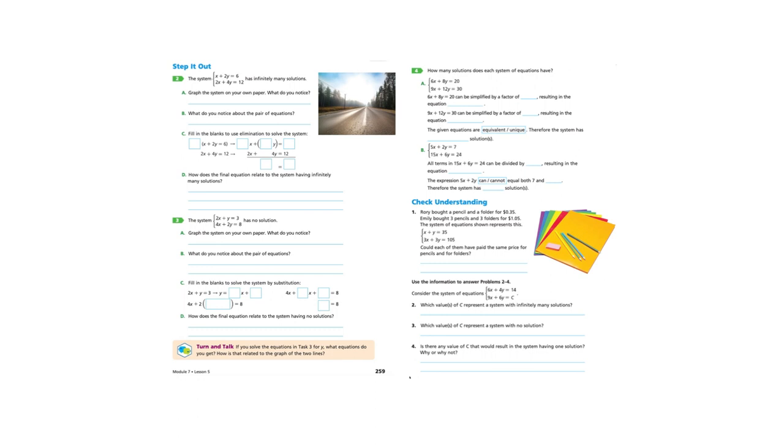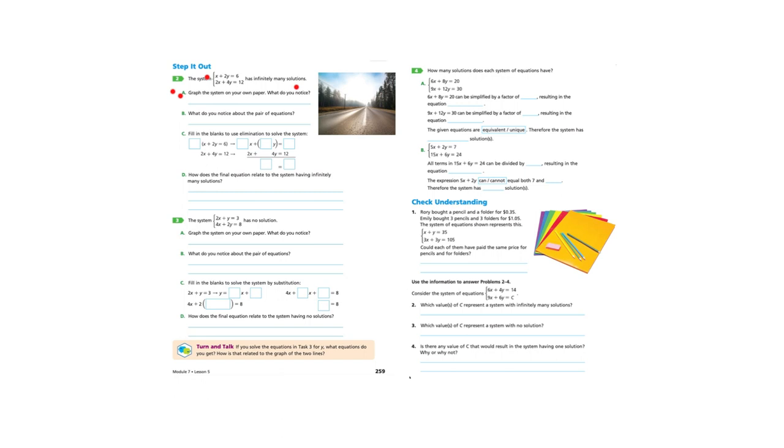So here in the Step It Out, numbers 2, 3, and 4, they give you more practice working with different systems of equations. And let's look at number 2. So it says this system here, these two equations, has infinitely many solutions. So they tell you that right up front. They want you to graph the system on your own paper.